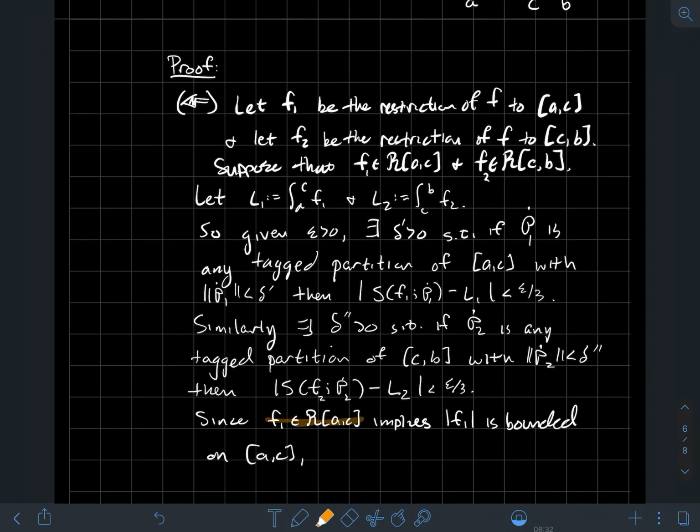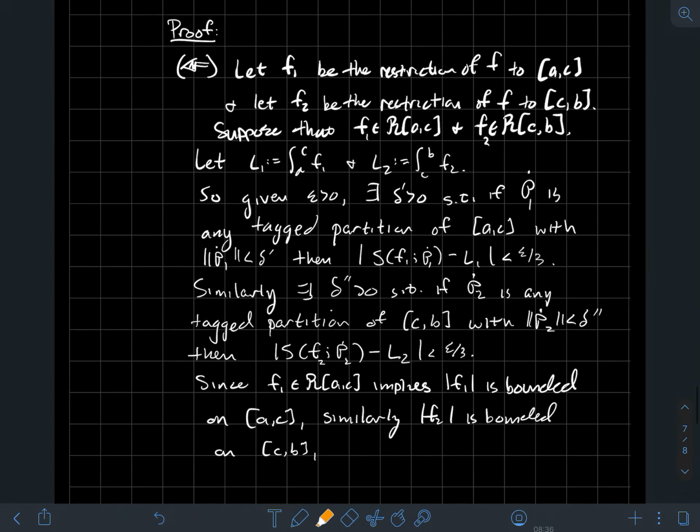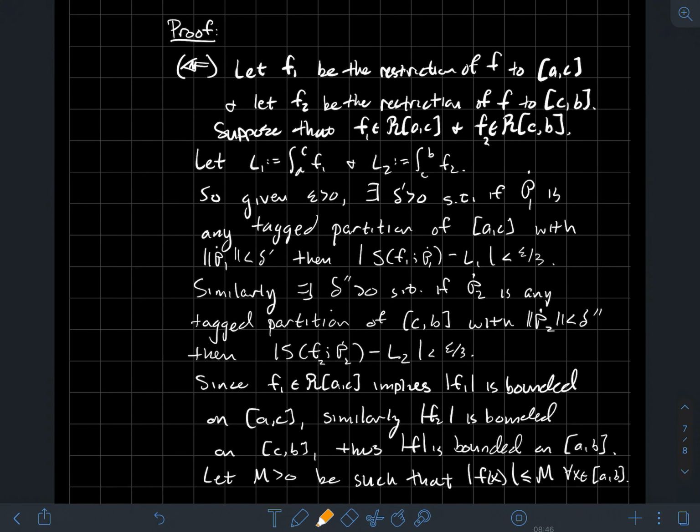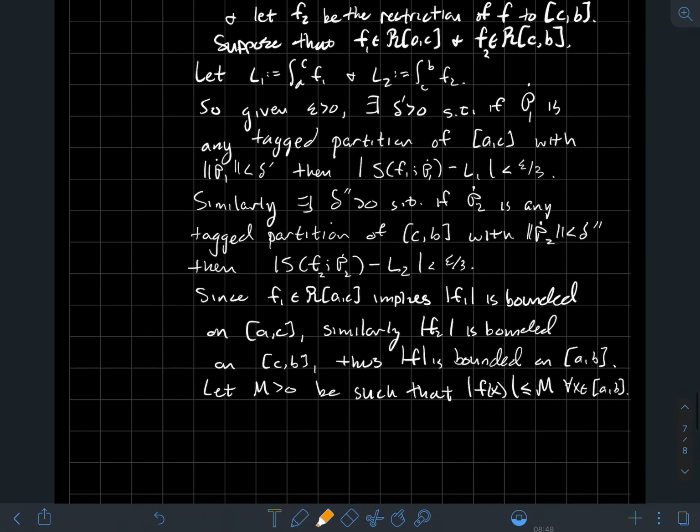So F1 being Riemann integrable means that it's bounded on the interval from A to C. And similarly, F2 should be bounded on the interval from C to B. Well, if you put F1 and F2 together, you get the whole function F from A to B, so therefore F should be bounded on A to B. And so let's let M be some positive number that is a good upper bound for all the Y values of my function F. So for all the outputs of my function, let's say they never get any bigger than M for all X in the interval from A to B.